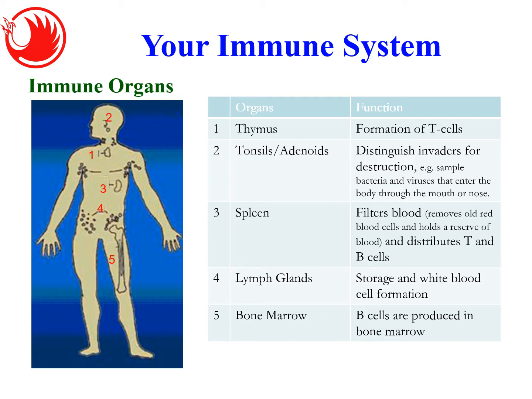So actually it is a first line where the phagocytes will determine what kind of invader it is and then inform the T cells. Spleen filters blood and distributes T and B cells. Lymph glands, we have a lot of lymph glands all over the place. This is a place for storage and white blood cell information. Bone marrow is where we produce all the important white blood cells, especially B cells, which we produce directly. So these are the immune organs.